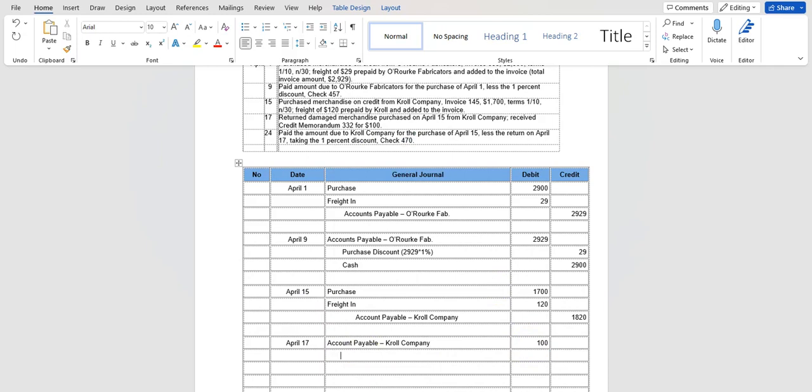Okay, and then next we need to record our purchases returns and allowances. And that's going to be of $100. Okay, so that return is recorded. So now let's go over to April 24th. That's going to be our last journal entry.